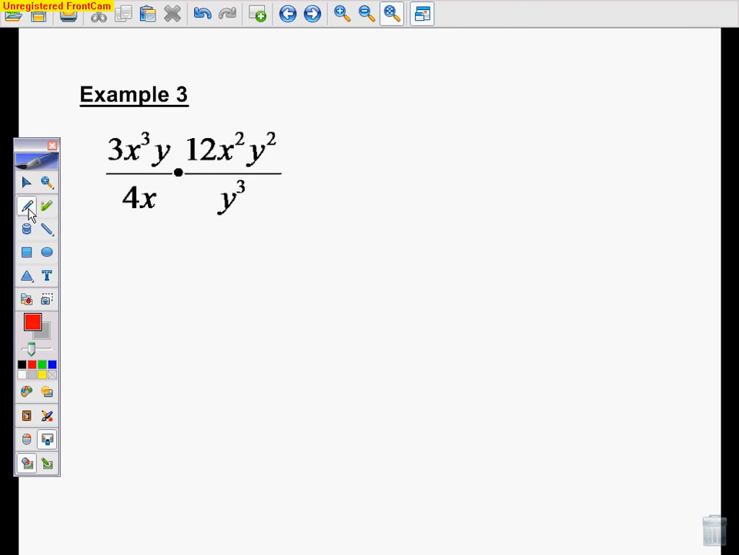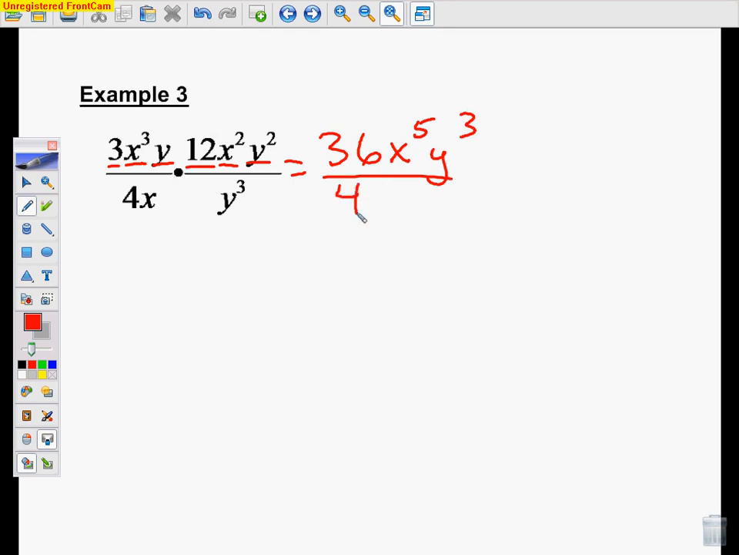Well, here, you're going to do the same thing. You're going to multiply straight across. 3 times 12, that's 36. X cubed times x squared, that's x to the 5th. Remembering that when you multiply powers with the same base, add the exponents. Y times y squared, that's y cubed. Now you do the same thing in the denominator. This coefficient of 4 is the only coefficient we have, so we'll bring that over. We only have the 1x, and we only have y to the 3rd there.